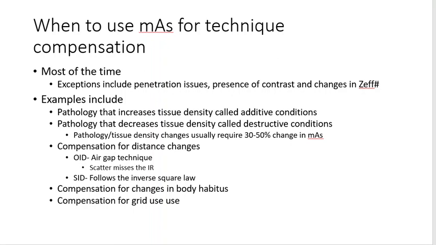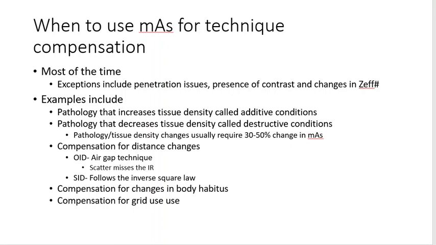But back to distance. SID follows the inverse square law. So if we increase our distance, then our exposure to the image receptor would decrease. So if we go from 40 inches to 72 inches, then we would need to increase our technique by a factor of 3.24. You remember from last semester we talked about the inverse square law and the direct square law.